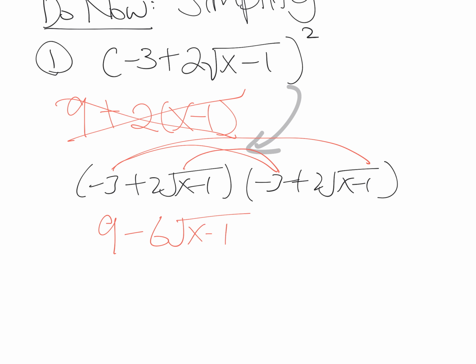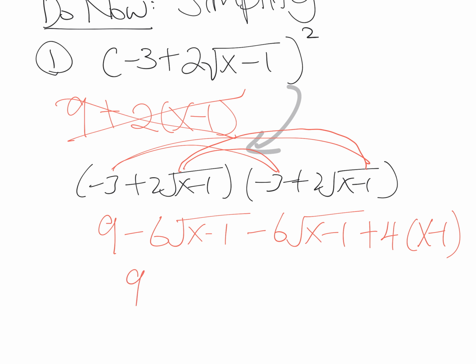2 root x minus 1 times -3, and another -6 root x minus 1. And finally, 2 root x minus 1 times 2 root x minus 1 becomes plus 4x minus 1. And let's combine like terms here. We have 9. The middle two terms become minus 12 root x minus 1. I'm going to distribute here to get plus 4x minus 4.